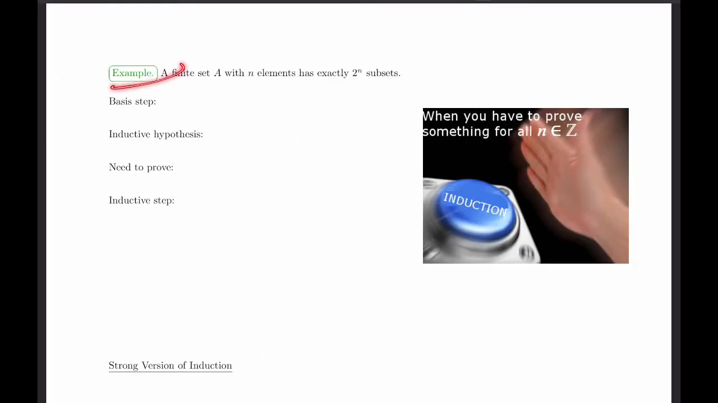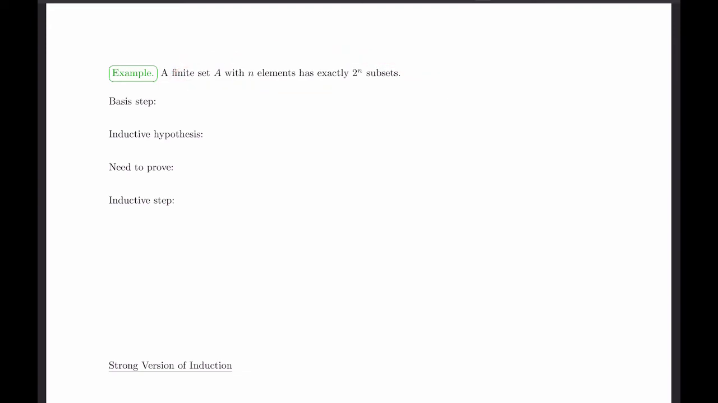Next up, let's consider an example that contains a result that we've already proven, not using induction, but rather using a counting argument. We will now go through the induction proof of the exact same thing. A finite set with n elements has exactly 2 to the power n subsets. So this entire statement is actually our P of n.